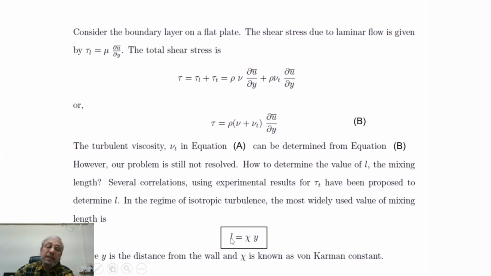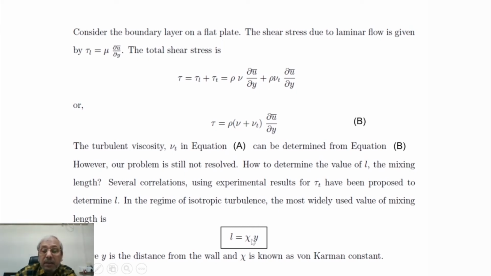So this Prandtl mixing length, it was a big challenge to know what is the value. Prandtl said it must be very small, but what is the value of this mixing length? And several experiments were done, and from that it was concluded that L equal to chi into y, that means distance from the wall, and chi is a constant.